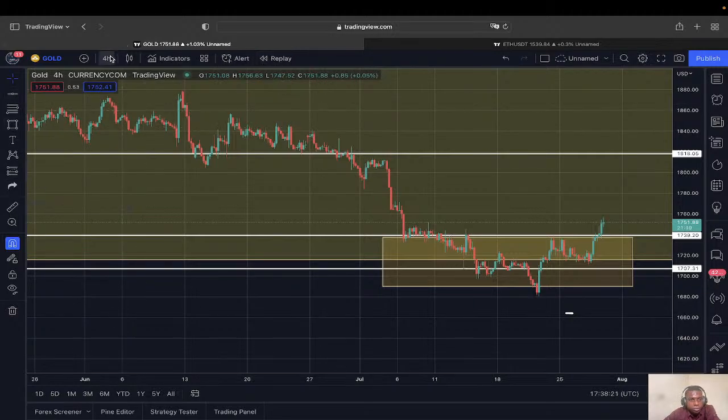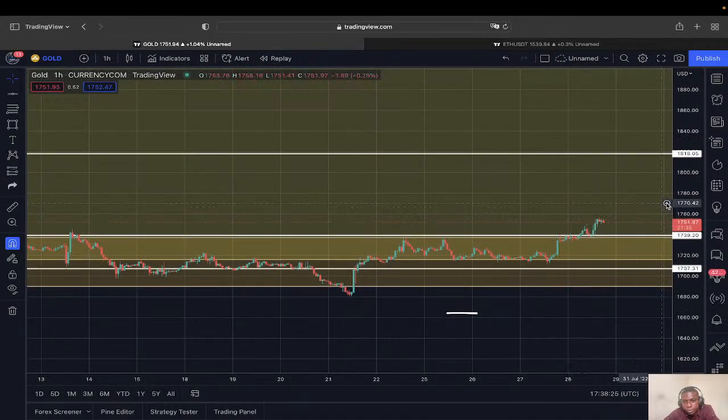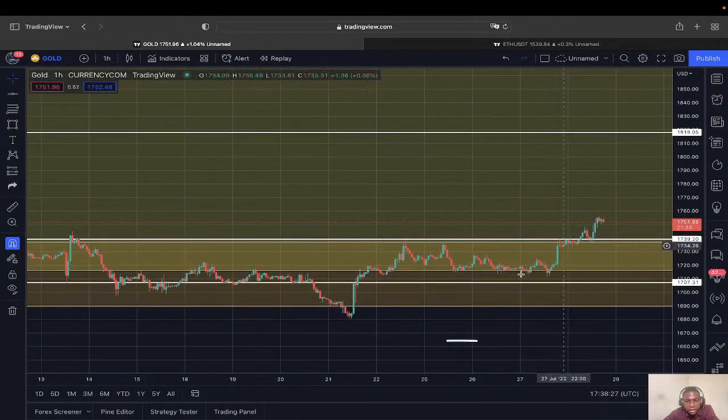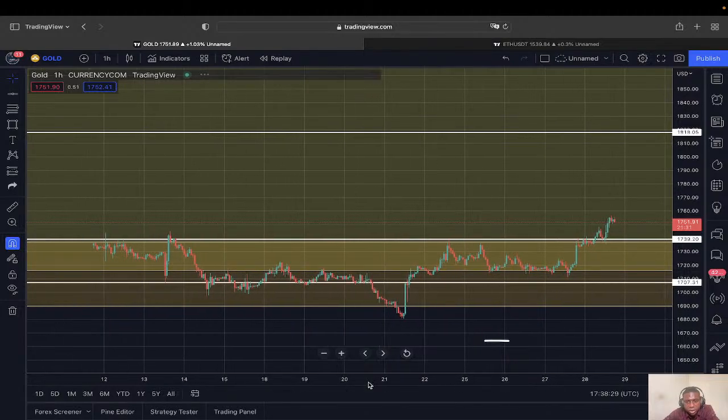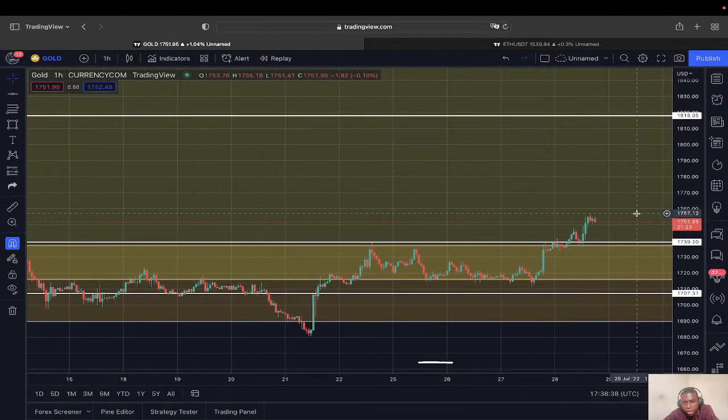So if you look at the 1 hour time frame too, there's a breakout of this ranging box. After a breakout there will definitely be a slight pullback. So once there's a little pullback here or here, we're expecting more upward movement on gold.